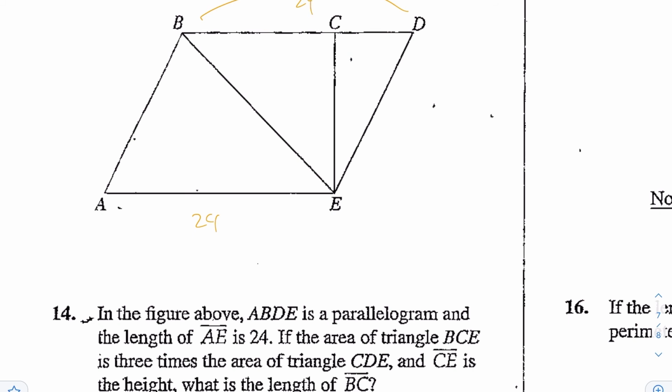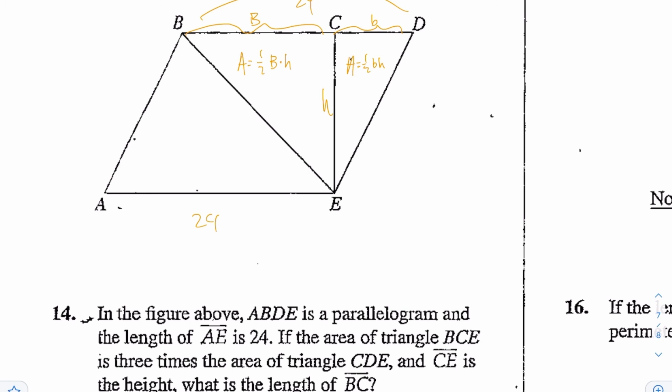Now the area of BCE, so that piece here, is 3 times the area of triangle CDE. So that little tiny piece here. And CE is the height. So if we call the height H, the area will be 1/2 the base times height. For triangle CDE, you also have the area is 1/2 base. This base, we can call this piece, let's say capital B. This piece would be lowercase b.